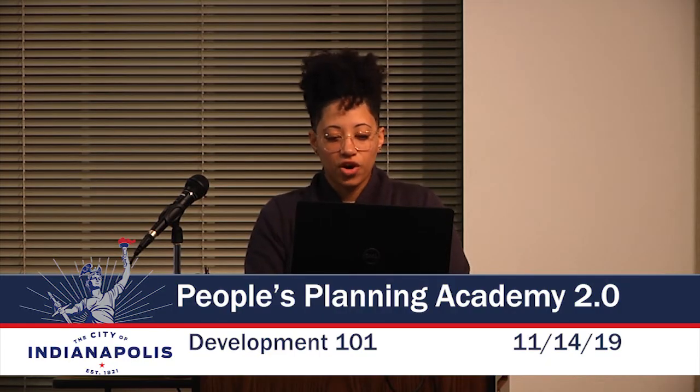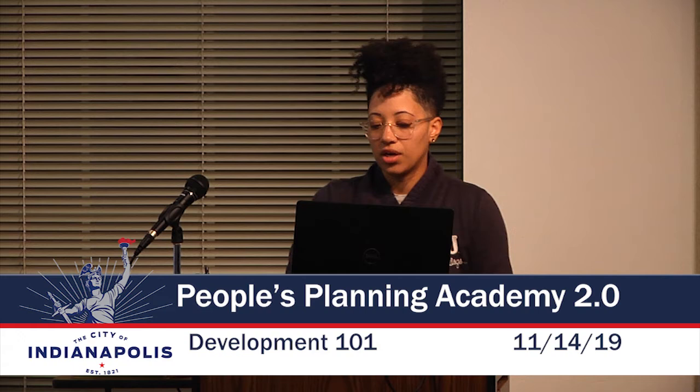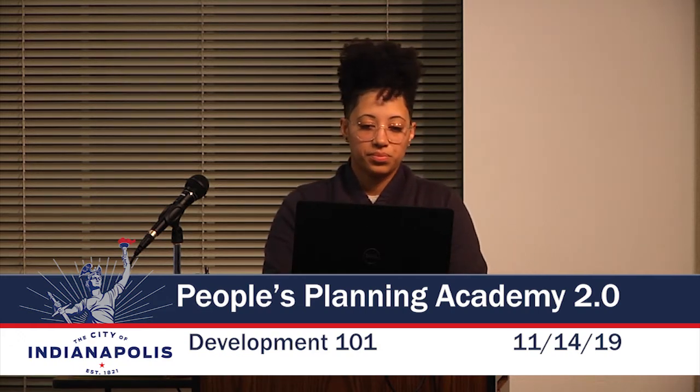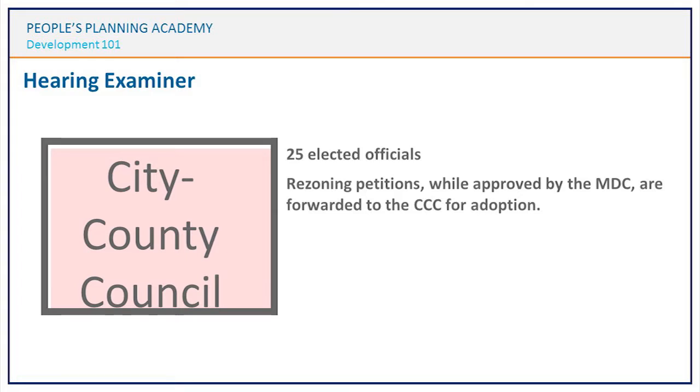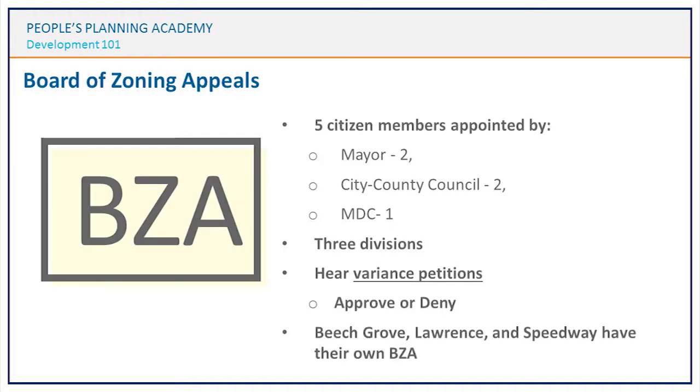The MDC affirms or hears appeals of recommendations of the hearing examiner, but the MDC also approves changes to the ordinance. So you elect 25 city county councilors, and they finalize zoning changes. Last, the Board of Zoning Appeals is comprised of 5 citizen members, of which 2 are appointed by the mayor, 2 by the City County Council, and 1 is appointed by the MDC. Variance petitions are heard by the BZA. They have the authority to approve or deny those petitions. Beech Grove, Lawrence, and the town of Speedway are known as excluded cities, and they have their own BZAs.